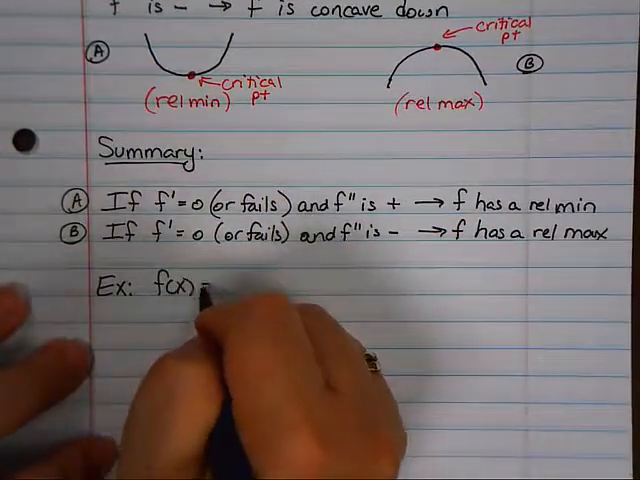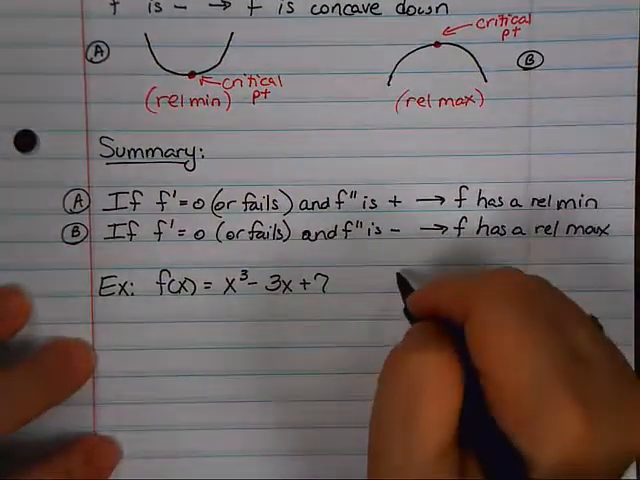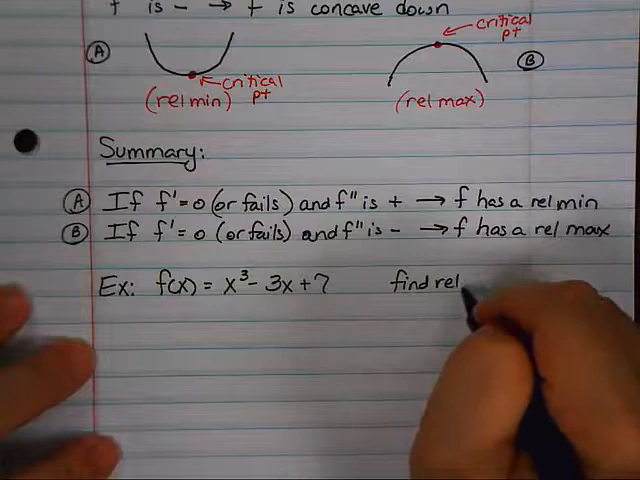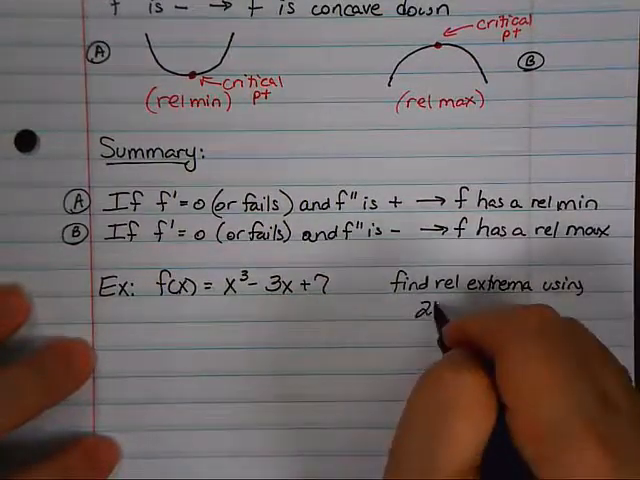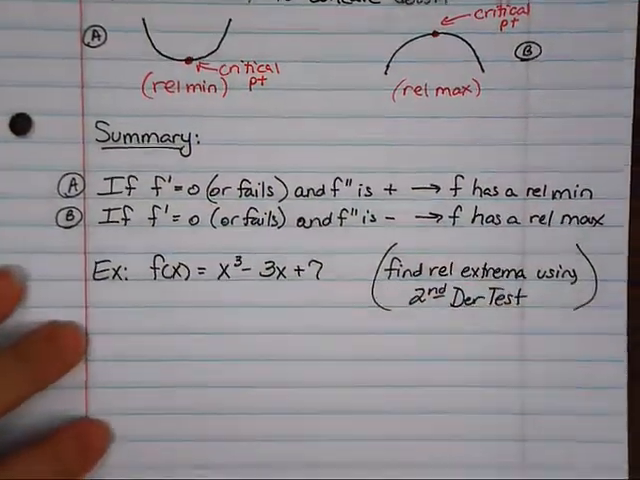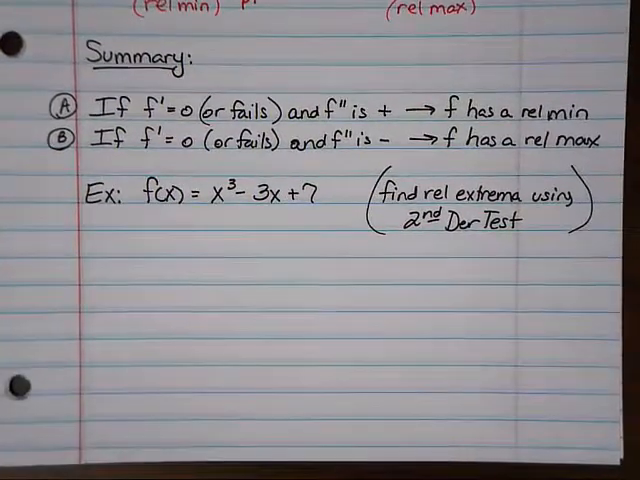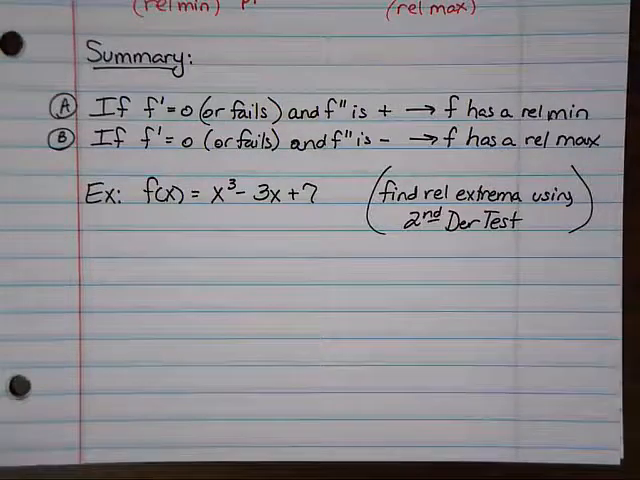f of x equals x cubed minus 3x plus 7. We're going to find the relative extrema using the second derivative test. That's the directions. I want to leave the summary in the picture because that's what we're going to use to do this. x cubed minus 3x plus 7. Find the relative extrema using the second derivative test. Okay.